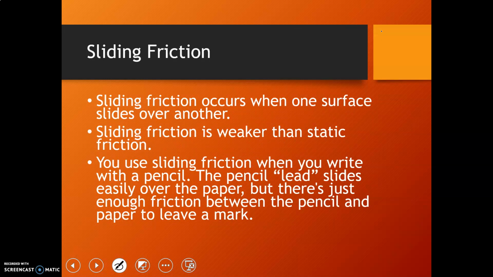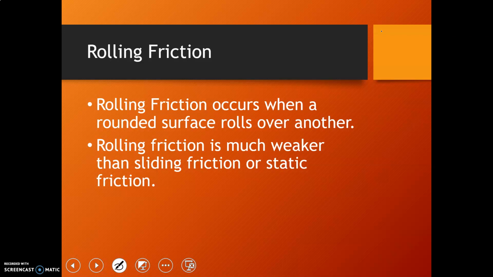All right, sliding friction. Third one. Sliding friction occurs when one surface slides over another. Sliding friction is weaker than static friction. You use sliding friction when you write with a pencil. So the pencil lead slides easily over the paper, but there's just enough friction between the pencil and the paper to leave a mark. So we use sliding friction every day to write with our pencils.